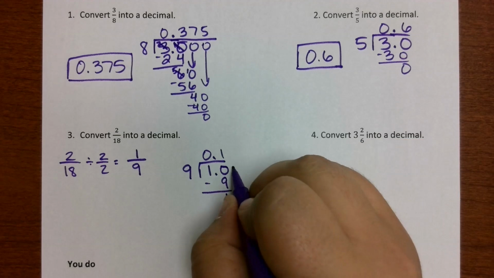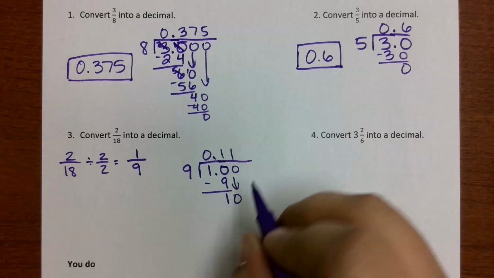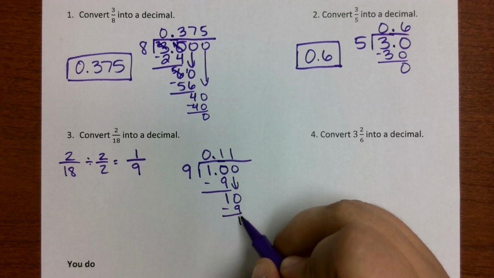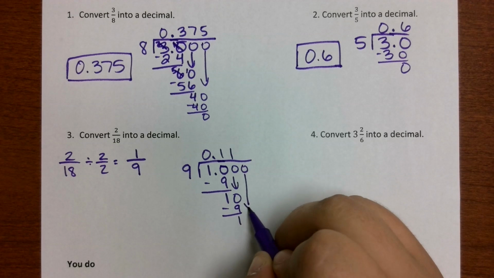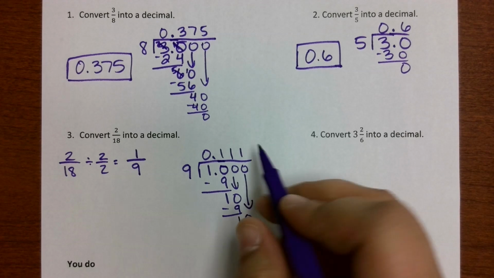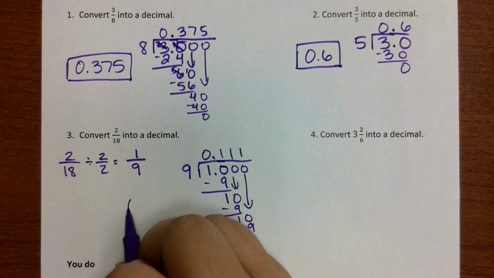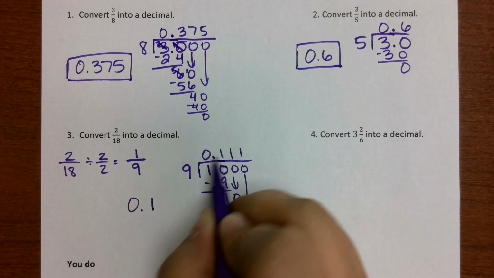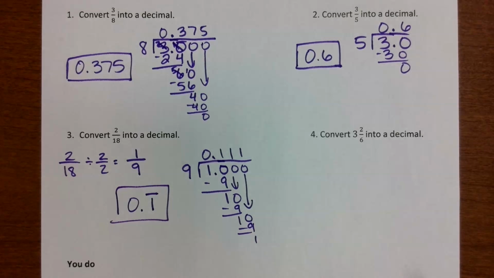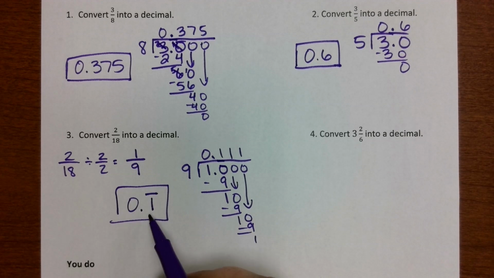Subtract, you get 1. Add a 0. 9 goes into 10 one time. Well, you notice here I keep getting a remainder of 1, and I'm also repeating the same digit up here on the top. So at that point, I'm allowed to stop. I would put 0.1, and don't forget your repeating bar. So that 1/9 or 2/18 is equivalent to 0.1 repeating.